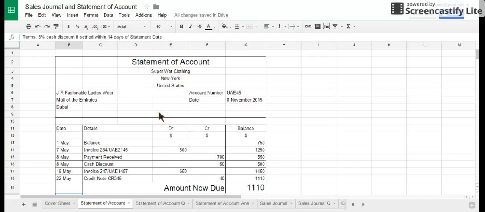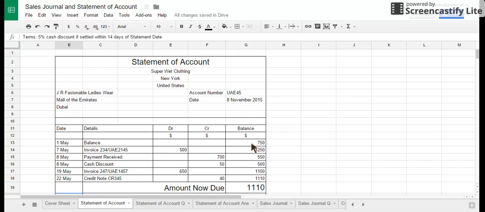Things that you will always see: you'll normally see an account number, and that's the account number for JR Fashionable Ladieswear in Superwet Clothing's books. Then the date when the statement was sent out. This bit here is a little bit different to anything you've seen before. It's called the running balance.